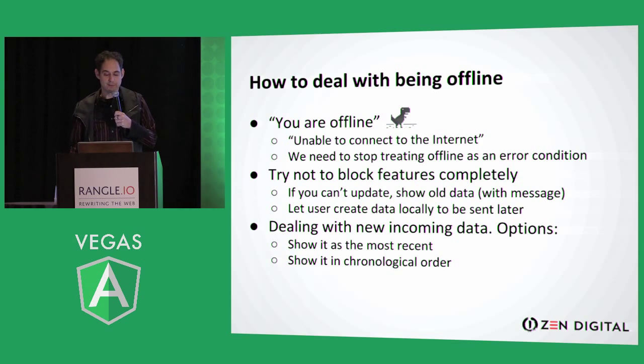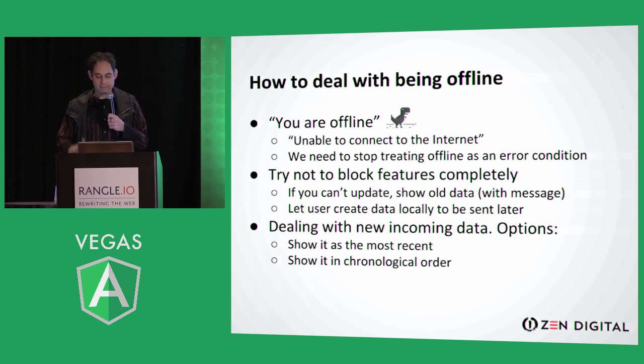So how to deal with being offline. Right now, we've got this little dinosaur that sometimes shows up and says, you're offline, or unable to connect to the internet. So we need to stop treating offline as an error condition and take care of it in all of its different forms. We need to try not to block features completely. So if you can't update, show the old data, maybe with a message saying that this data may be out of date. Let users create data locally to be sent later.